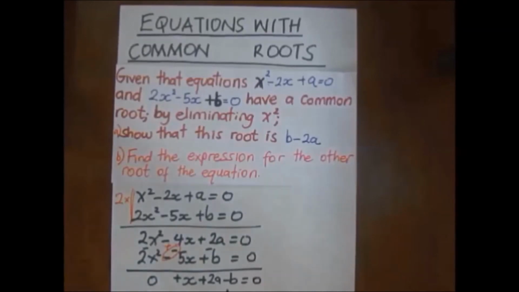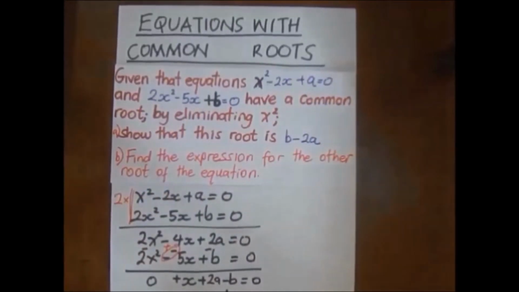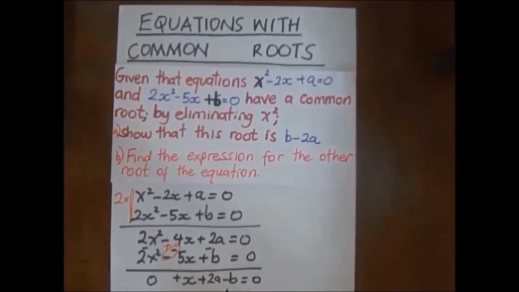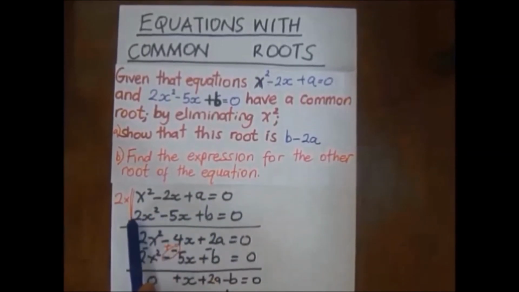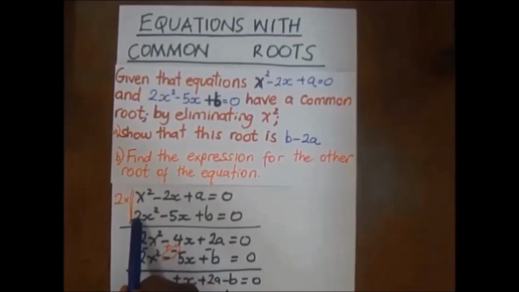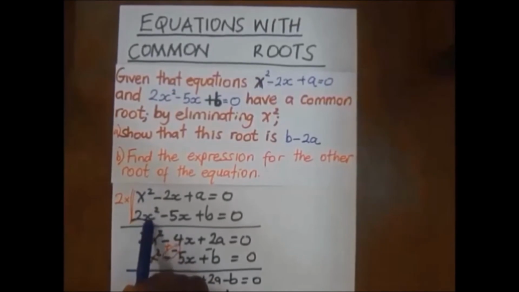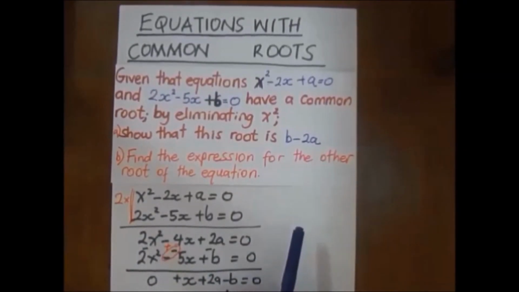So to show that this root is equal to b minus 2a, we simply first write those two equations. And the two equations in this case are x squared minus 2x plus a is equal to 0, and then 2x squared minus 5x plus b is equal to 0. So for us to eliminate x squared, it means that we're supposed to make sure that the coefficient of x squared is the same, so that when we subtract the two, it is 0.